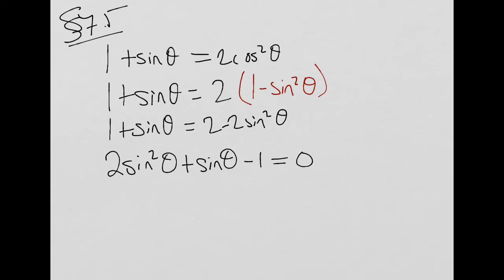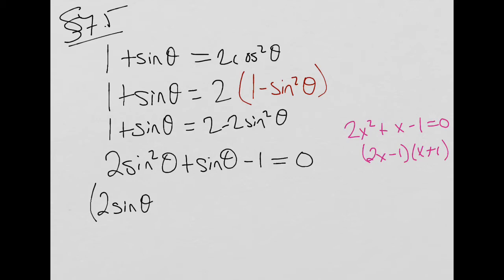Now, this looks a little strange, but think of it in these terms. If it was instead 2x squared plus x minus 1 equals 0, this is a quadratic. If you treat the sine of theta as your variable, this is just the same thing as this quadratic, and this factors: 2x minus 1 times x plus 1. So this factors into 2 sine of theta minus 1 times sine of theta plus 1 is equal to 0.